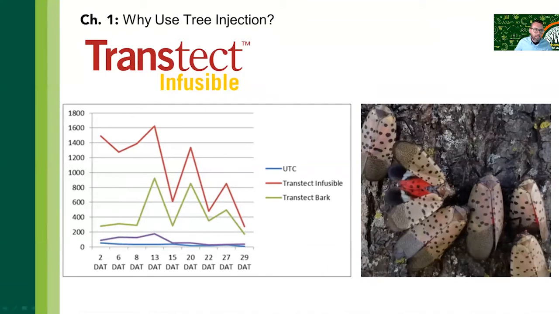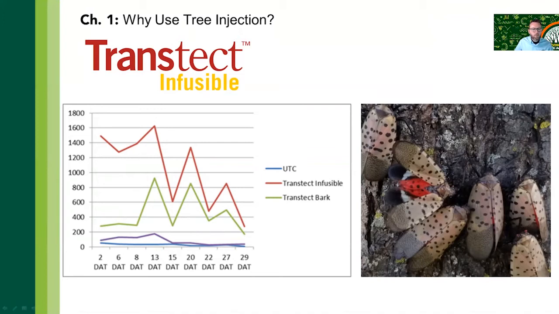What we're looking at here is the amount of dead spotted lanternflies underneath our treated trees over the course of some time. We have our untreated here, which is represented by this blue line. And then we have our Transtect applied as a lower bark spray, where we're seeing great efficacy. But then our Transtect infusible.